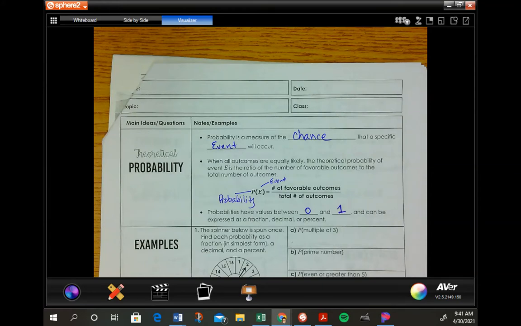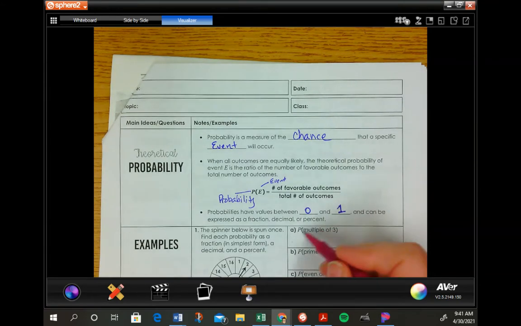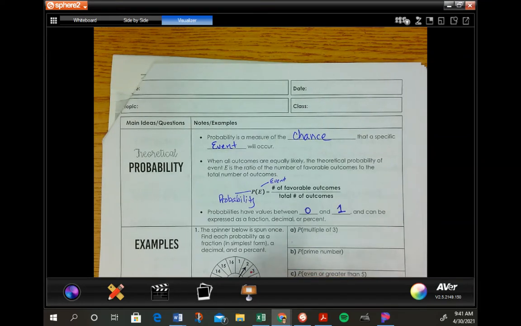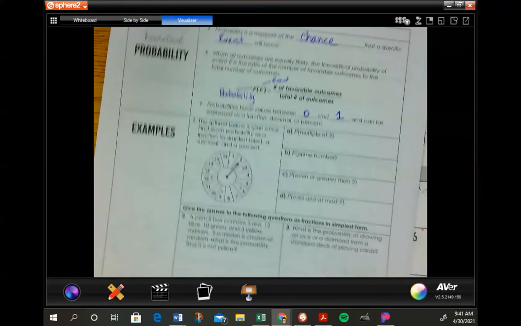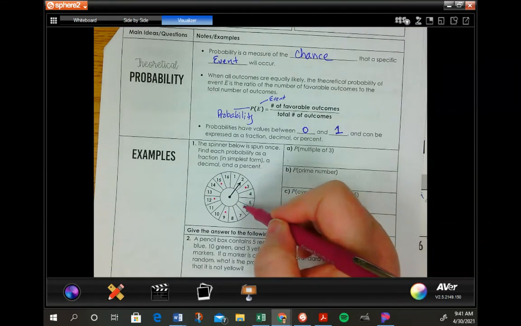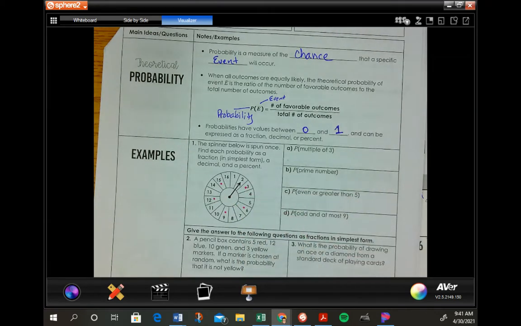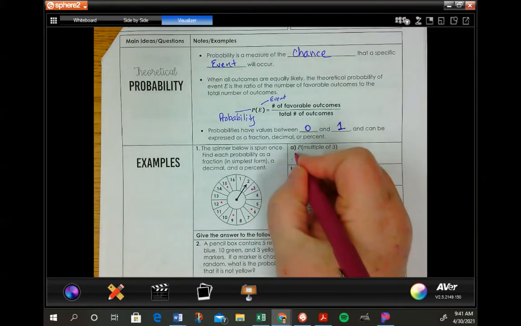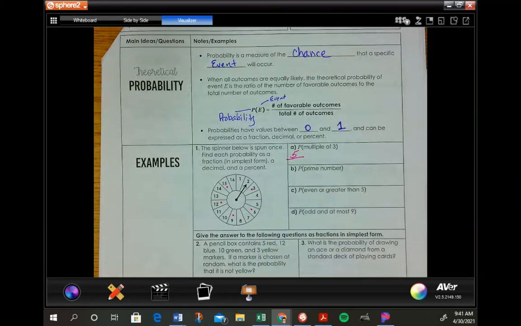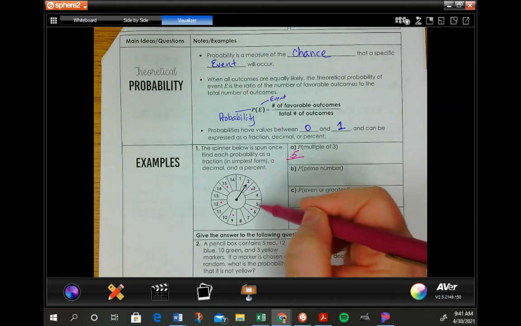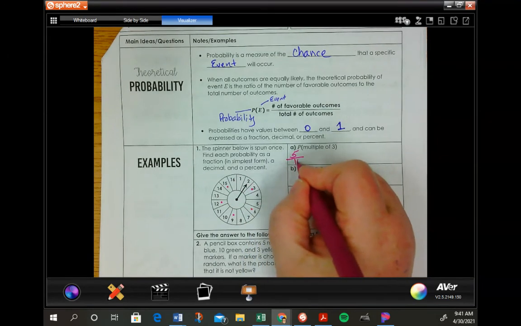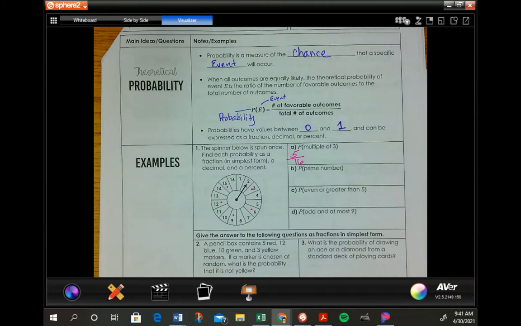So a multiple of 3, number 8, letter A. The probability of a multiple of 3 happening. So let's count the multiples of 3. 3, 6, 9, 12, 15. How many dots did I put? Oops, you can't see. Now, how many dots did I put? 1, 2, 3, 4, 5. Those are my favorable outcomes. So I have 5 outcomes. How many total? 1 through 16. So 5 out of 16 is what I get for that.